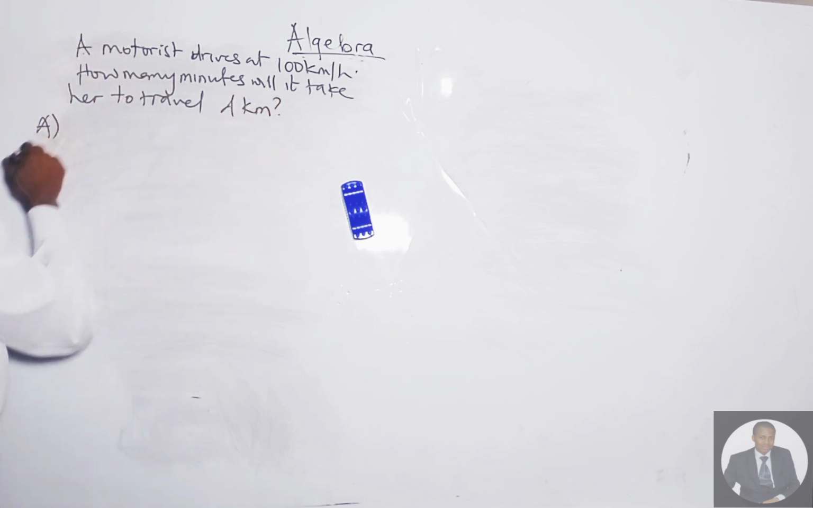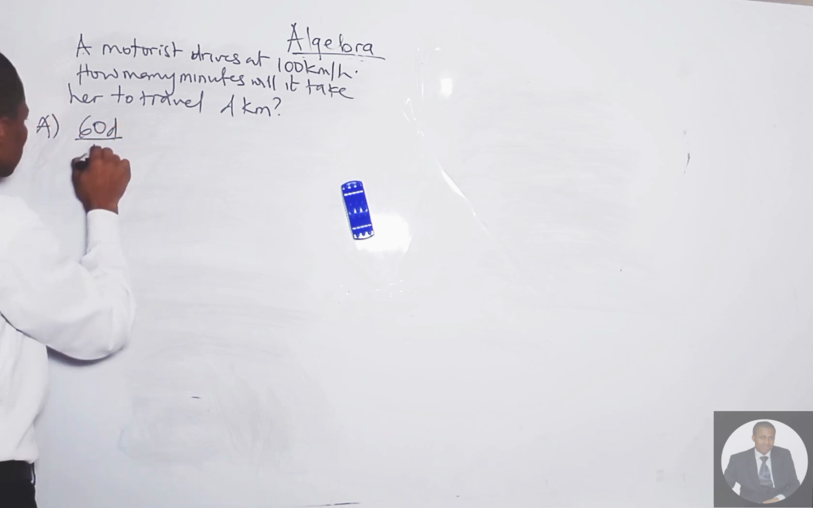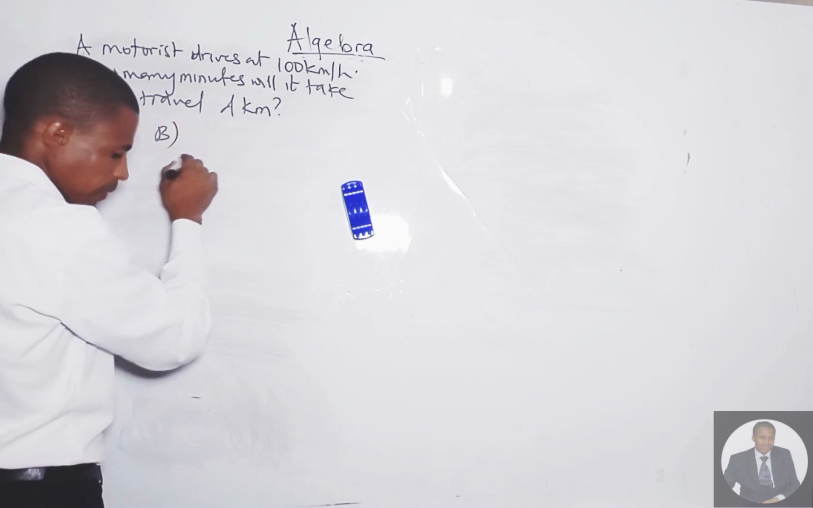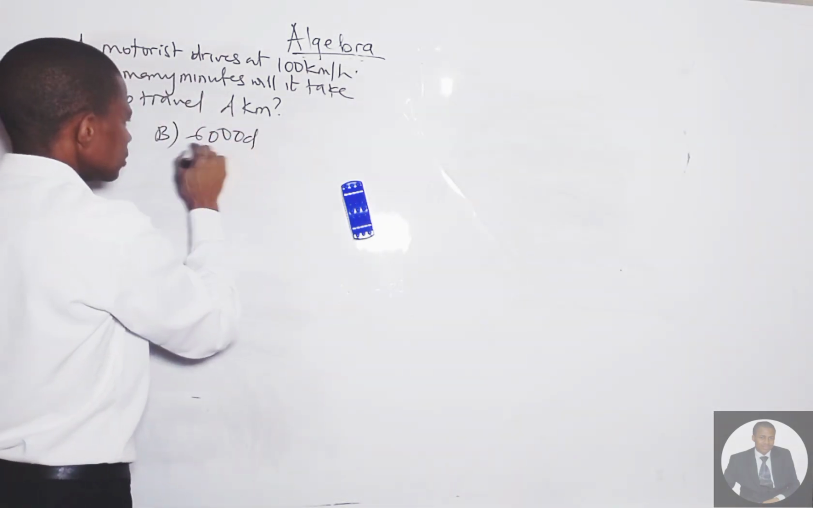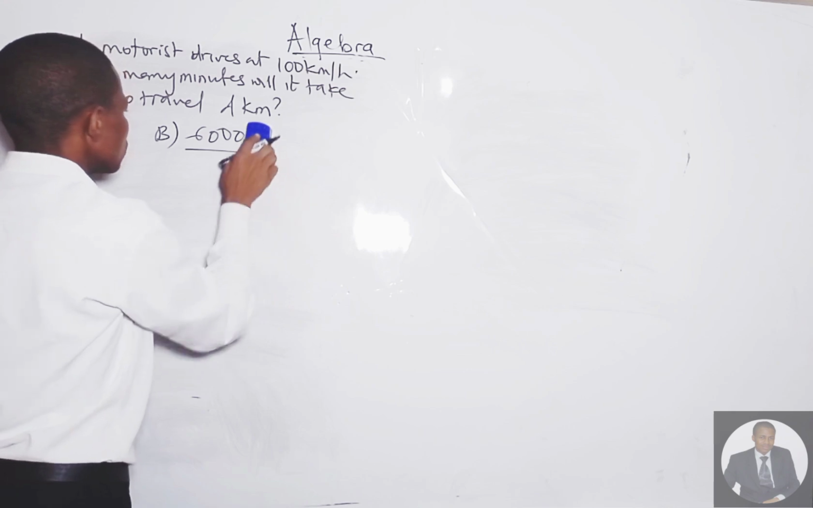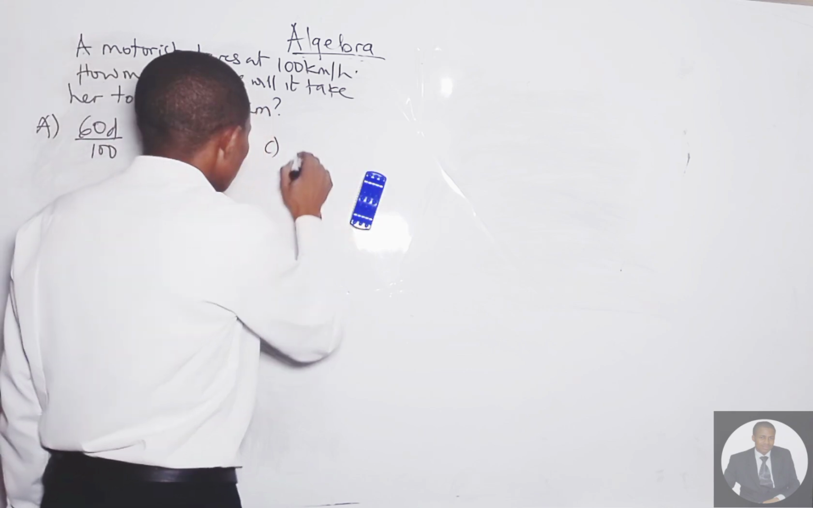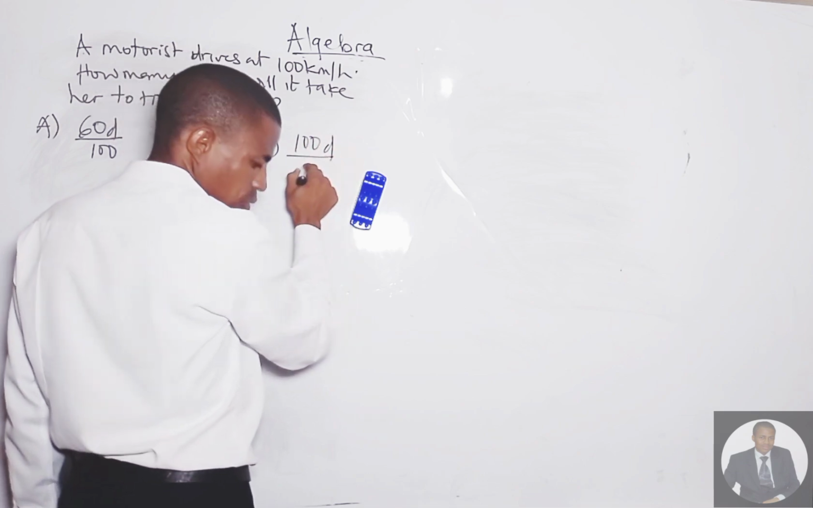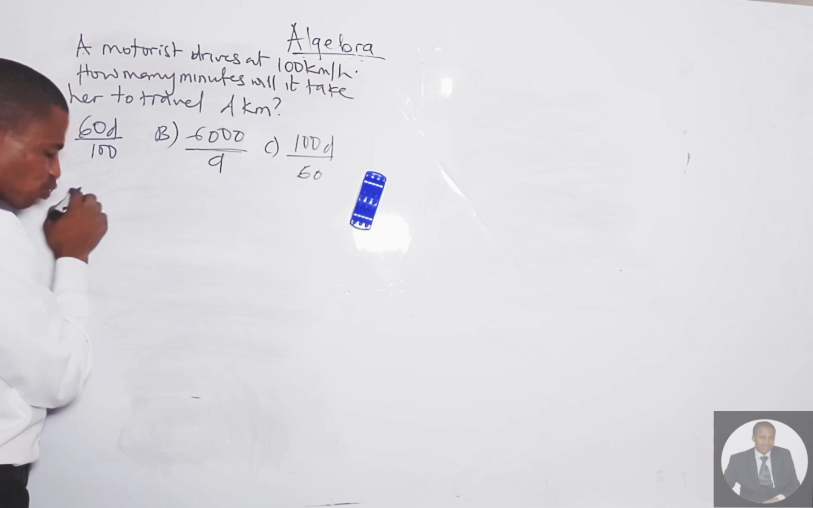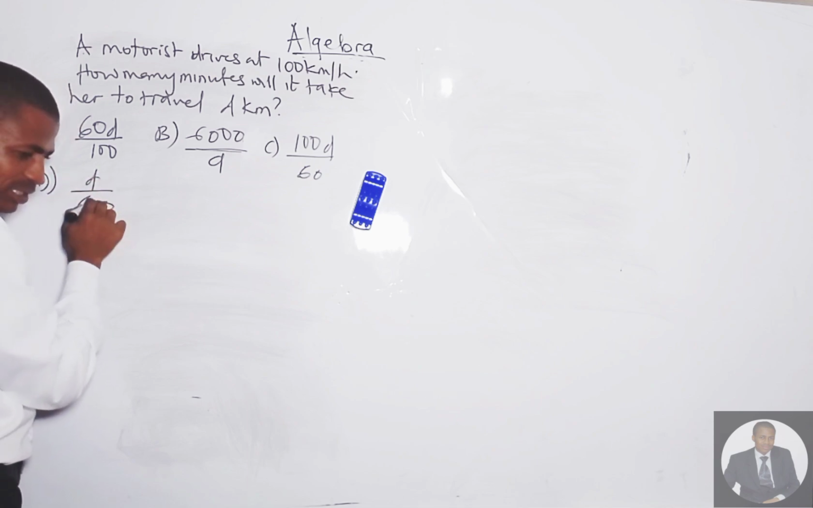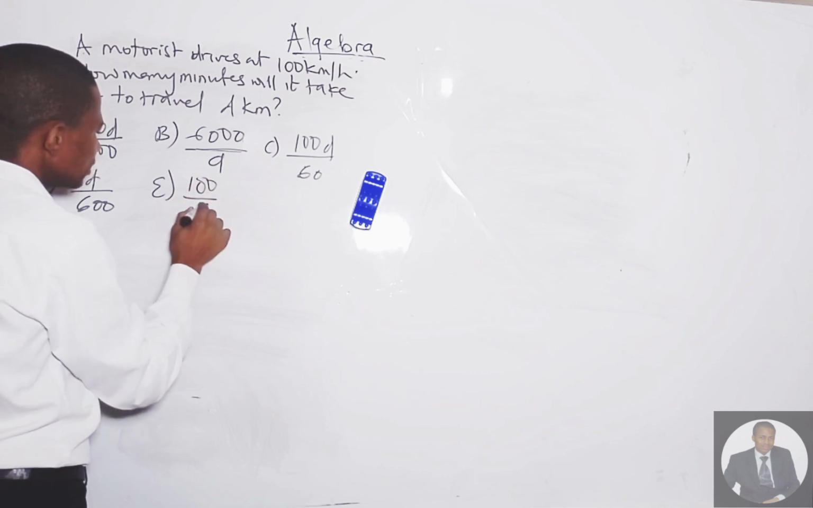Then we have options here as well. A, 60d over 100. Then B, 6,000 D, C, 6,000 over D, and... we have 100 D over 60. Then D, we have D over 600. And then E, we have 100 over D.